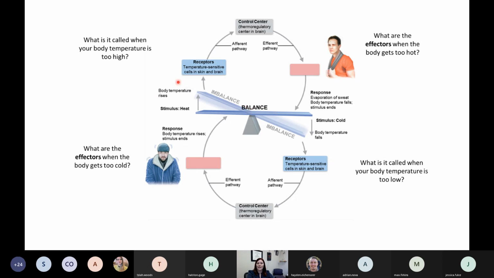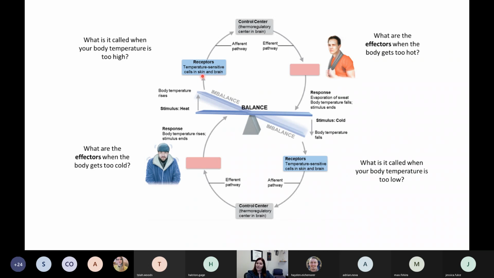So let's talk the hyperthermia side of things first, over here on the left, and then we'll talk about the hypothermia side of things over here. So we're starting here at balance. We're starting at your normal body temperature. Again, we go outside in Texas heat, our body temperature goes up. It's not normal anymore. This is detected by a set of cells that live in your skin and they live in your brain. And their purpose in life is to constantly take your temperature.